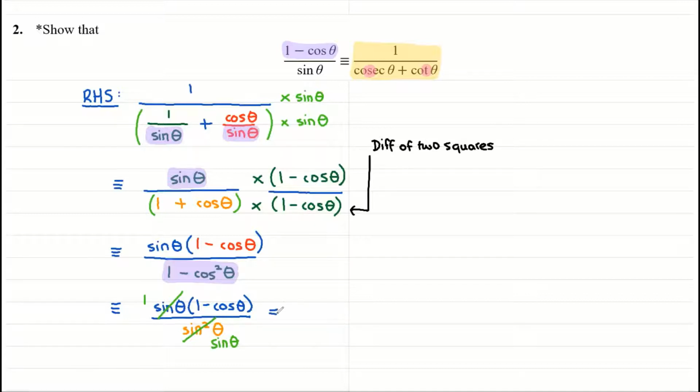So this is identical to 1 subtract cos theta over sine theta as required, which is, of course, the left-hand side. So I started with the right-hand side this time. It doesn't matter which side you start from, as long as you don't manipulate and cross-multiply or anything like that. Okay, so that concludes worked example 2.